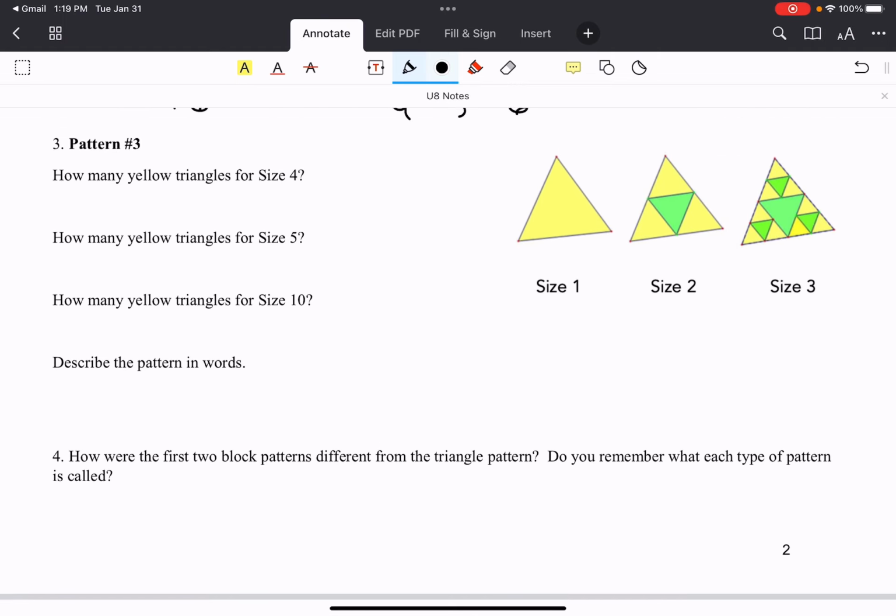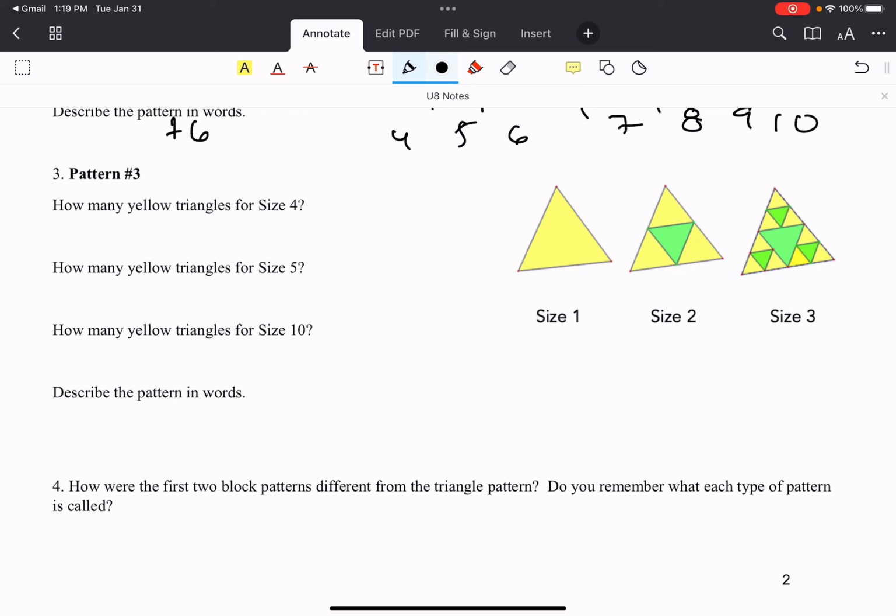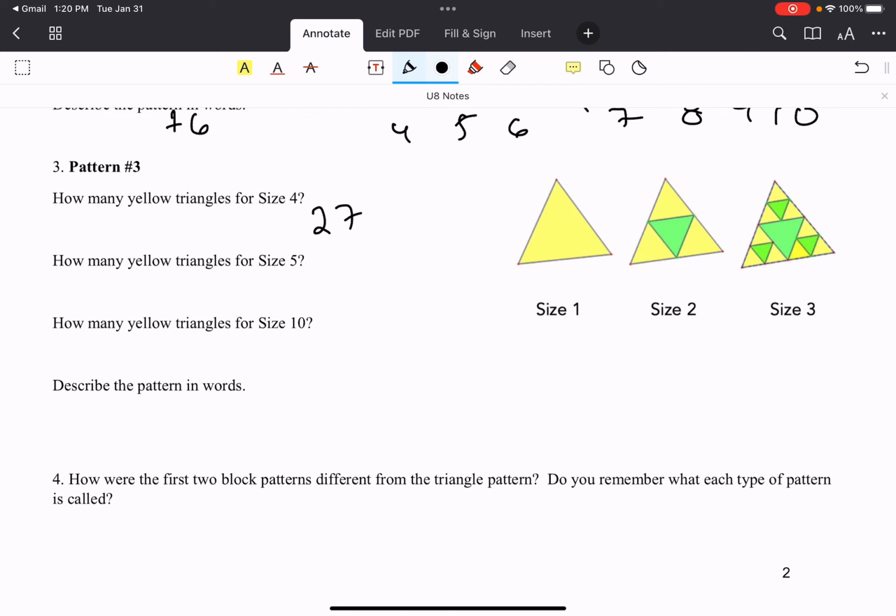How many yellow triangles are in size 4? 27. Timesing by 3 every time, right? 3 to the power of x, and x equals the size number minus 1. Keep that in mind for next class.